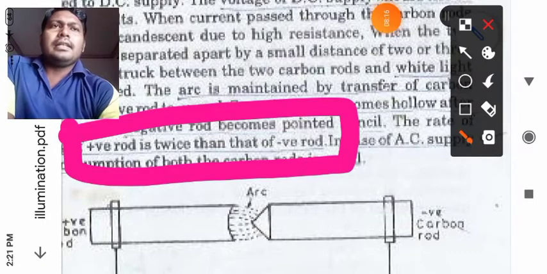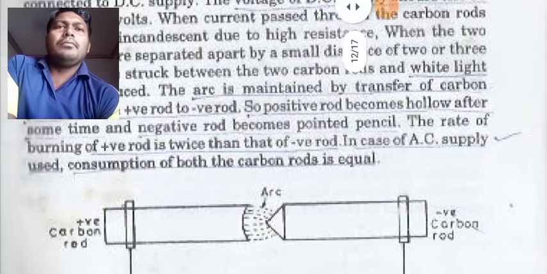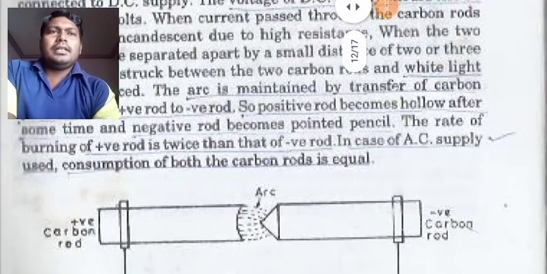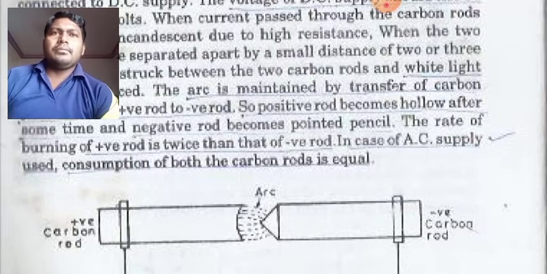So if this is the case, if we take two electrodes of equal dimension, what will happen? Before the completion of the negative rod, the positive electrode will be completed. There will be no carbon electrode present because it will have decayed. So you have to choose the positive electrode twice the size of your negative electrode.